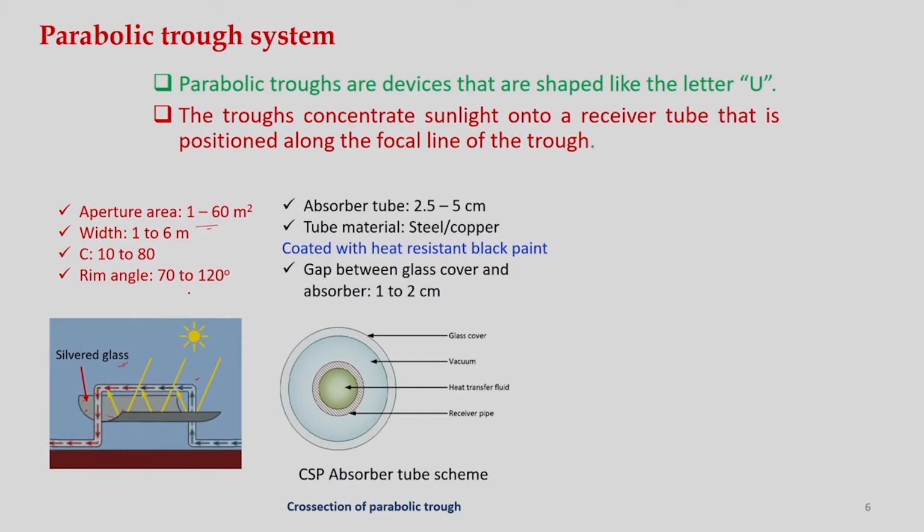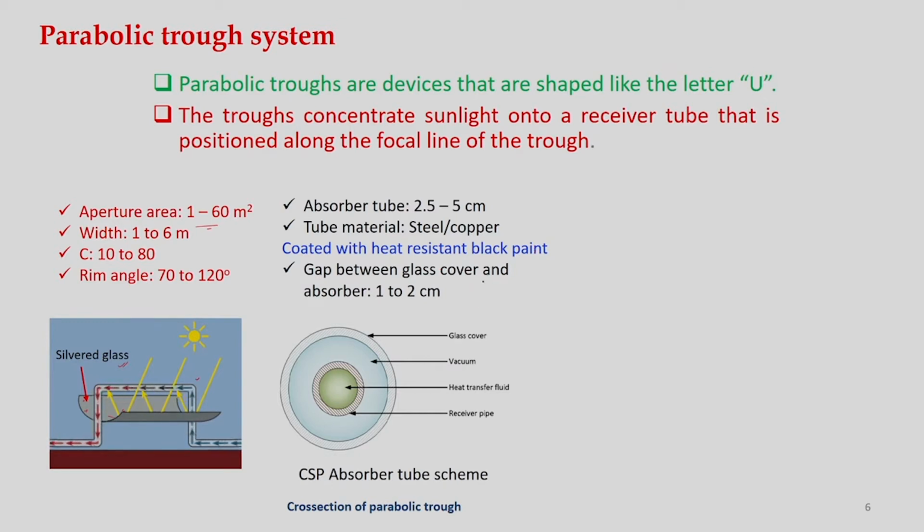Okay? So, if you talk about this absorber tube now, this absorber tube diameter varies from 2.5 to 5 centimeter, okay, and tube material is normally steel or copper, okay, and these tubes are coated with heat resistance black paint. Sometimes selective coating is also applied to increase the absorptivity of the solar radiation. So, in modern parabolic troughs, selective coatings are applied, okay, which gives higher conversion efficiency.